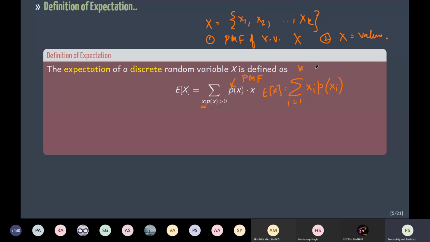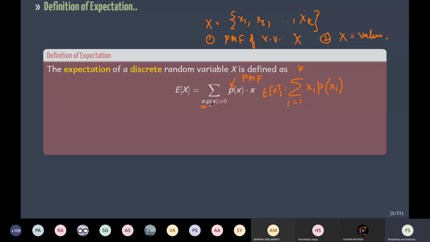If k goes to infinity, then you put infinity here. And if it converges, then, if you have seen a little real analysis, you know when an infinite series might converge or diverge and so on. We'll come back to this a bit later. So the definition of expectation is clear.